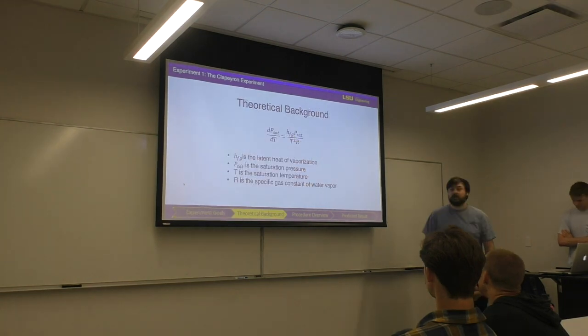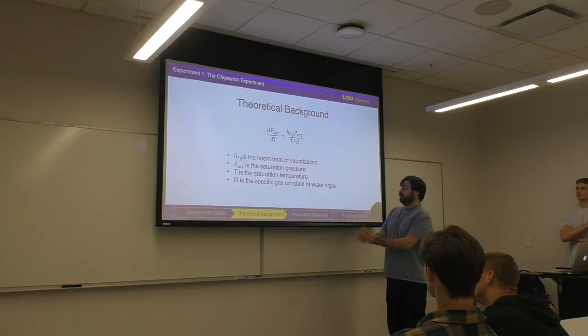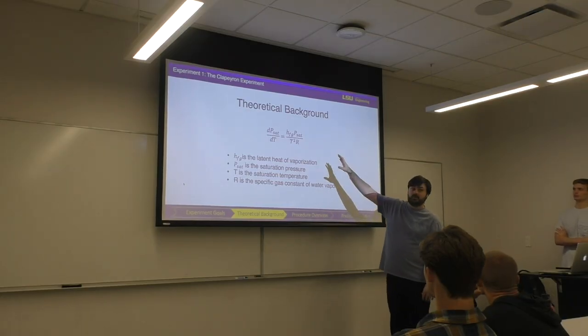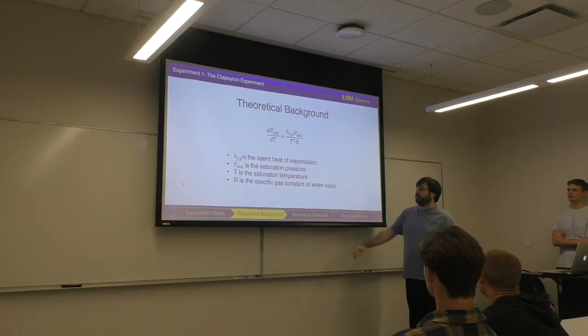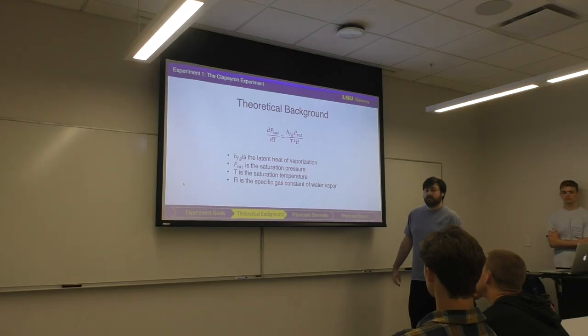All right, so theoretical background. This is the equation I was talking about a little bit earlier. This is the only equation we use for this project, where h_fg is the latent heat of vaporization of water. That's what we want to find. We'll later manipulate this equation to get that. P_sat is the saturation pressure of water, T is the saturation temperature, and R is our specific gas constant.